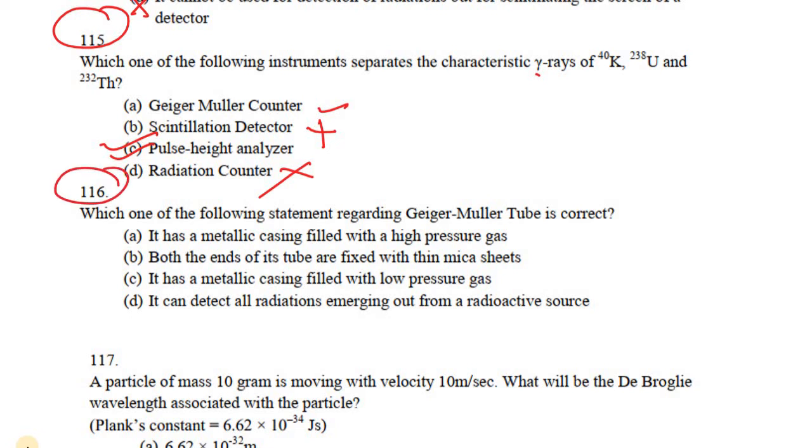The next one is 116. Which of the following statements regarding the Geiger-Müller tube is correct? It has a metallic casing filled with high pressure gas. The next statement: both ends of the tube are fixed with a thin mica sheet. It has a metallic casing filled with low pressure gas. So this option is the correct one. It detects all radiation. No, it can't detect neutrons.